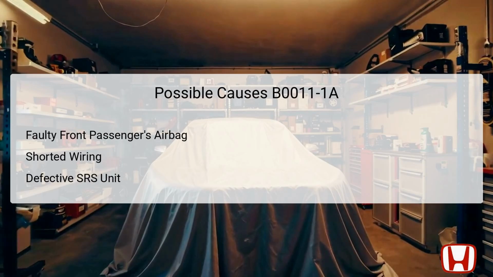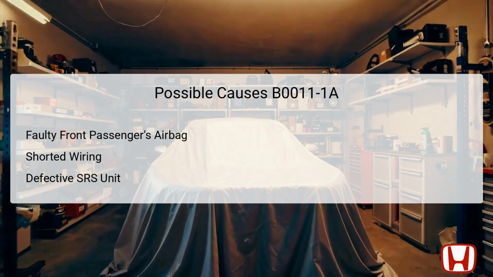There are several possible causes for DTC B0011-1A that need to be considered during troubleshooting. First, a faulty front passenger's airbag might be the root of the problem. The airbag could be defective, resulting in incorrect resistance readings.